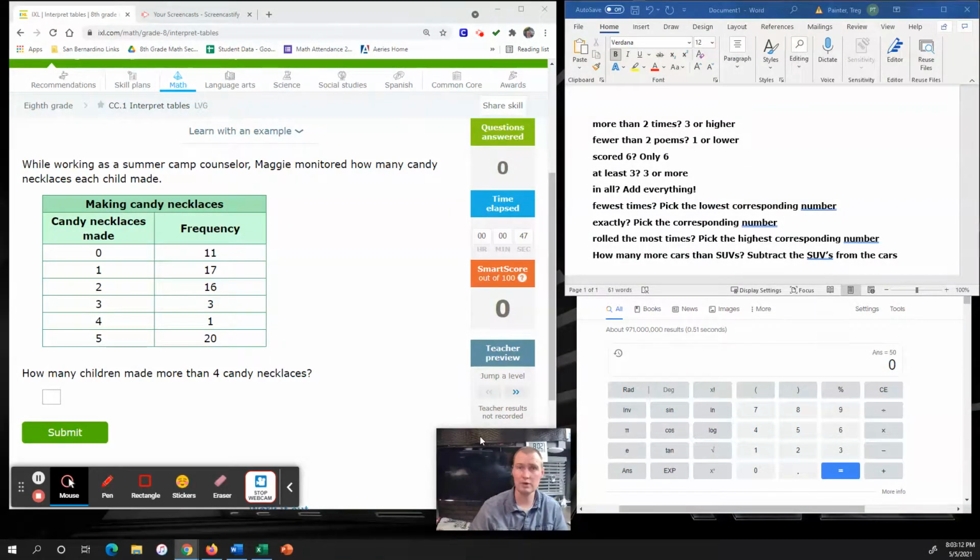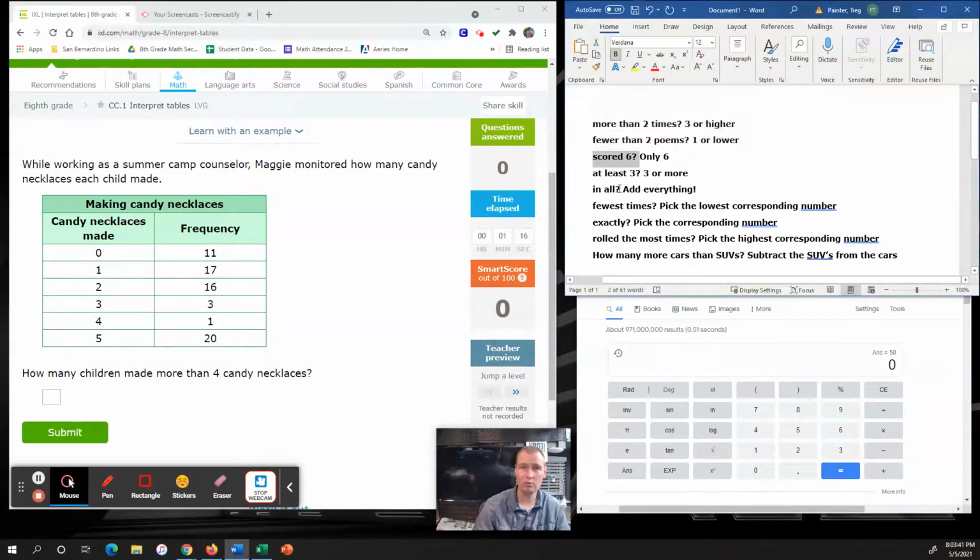But before we get started, we're going to highlight some important terms and vocabulary over to the right side. So let's take a look. When you see the words more than 2 times, that means we're going to pick 3 or more. So when you see the words more than, don't pick the same number. Just pick the one above it and higher. And vice versa. If it says fewer than a particular number, like for example, fewer than 2 poems, we're going to pick 1 or lower.